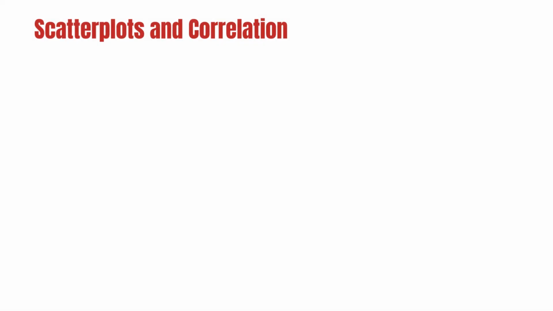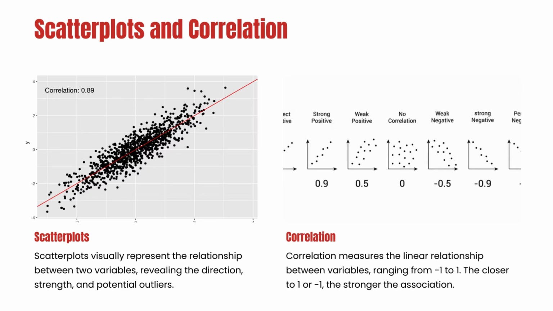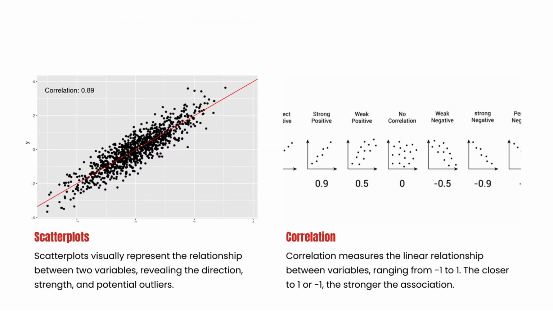Scatterplots and correlation. Scatterplots visually represent the relationship between two variables, revealing the direction, strength, and potential outliers. Correlation measures the linear relationship between variables, ranging from -1 to 1. The closer to 1 or -1, the stronger the association.